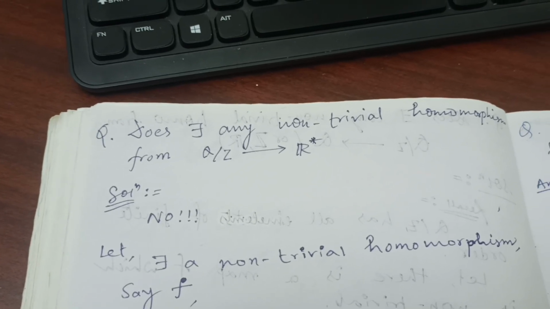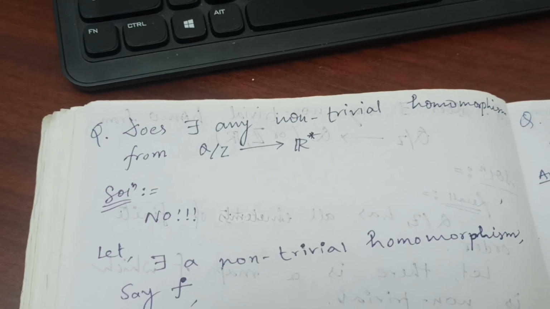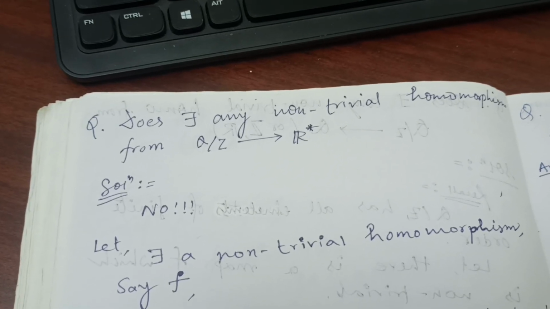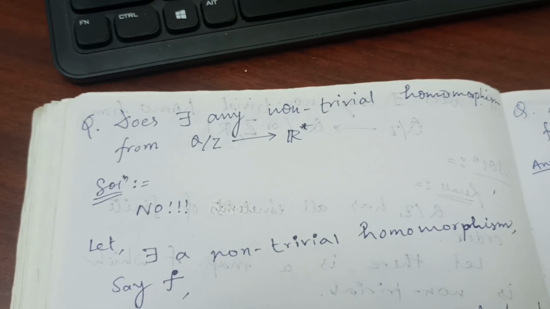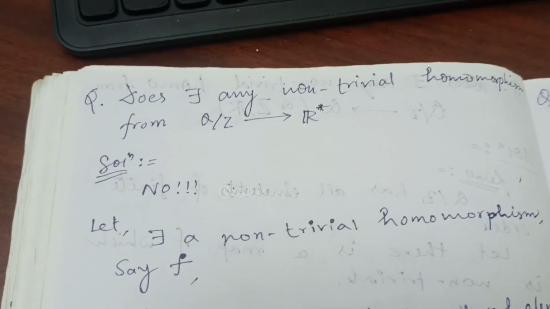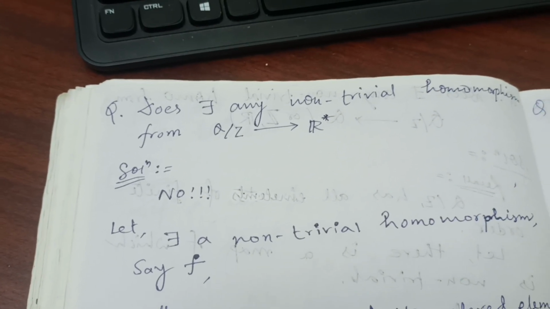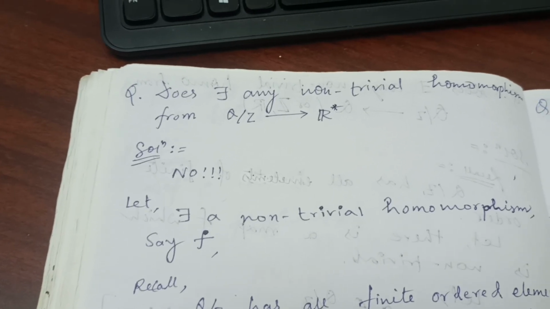Hello. So here is a nice problem on group theory. The question is, does there exist a non-trivial homomorphism from Q/Z to R*? So the answer is no. To prove this, we'll use various concepts of group theory, namely the first isomorphism theorem. So let's see the solution.